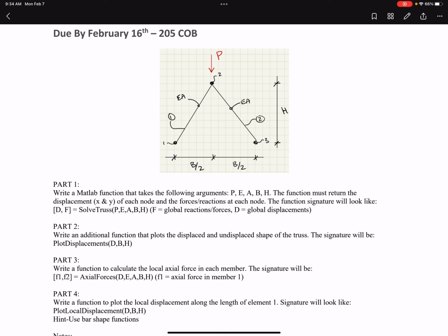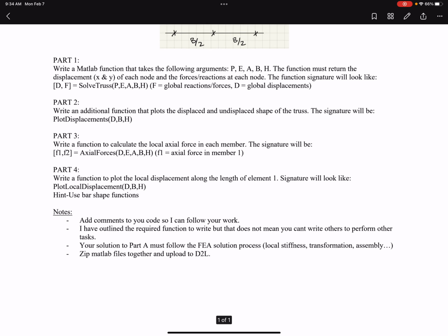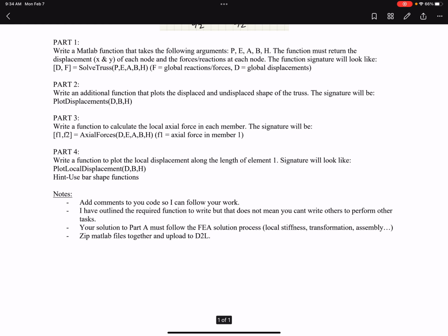So essentially, I want to see the undisplaced and displaced shape of this truss. I want you to calculate what the axial forces in each of the members are. And then I also want you to plot the displacements in element 1, right, as we go along the way. Okay? We'll want you to add comments to your code, which Mike will go over how you do that, okay, if you're not familiar with that. I've outlined these required functions, but sometimes it might make sense to write additional functions to make things easier. Maybe it will help you, maybe it won't, okay, that's up to you guys.